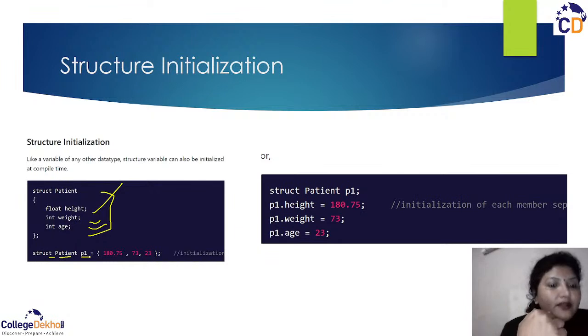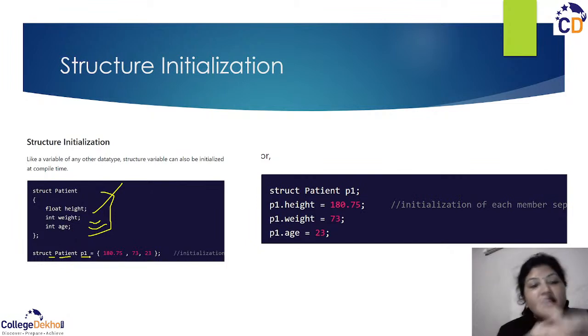So how to write it down? Just open the parenthesis and write down all the values. It is going to assign like this. First is height, which is a floating point number. Second is int weight, which is an integer number. Then is int age, which is again an integer number. This is how we assign or initialize the values in the structure. This is one way. What is the second way? This is the second way.